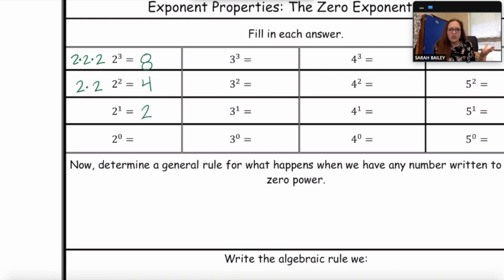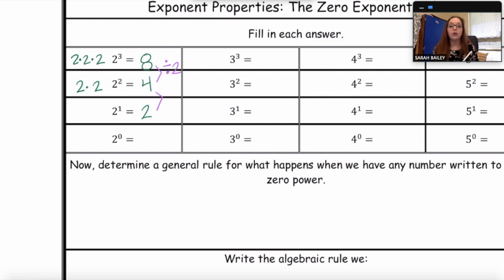So when I get to 2 to the 0 power, what does that mean? Well, remember that math is all about patterns. So let's look at the patterns that we see here in our answers. First, I notice that my exponents are decreasing by 1 each time. So that's the pattern. What is happening as I go from the 8 to the 4? We're dividing by 2. So to go from 8 to 4, you divided by 2.